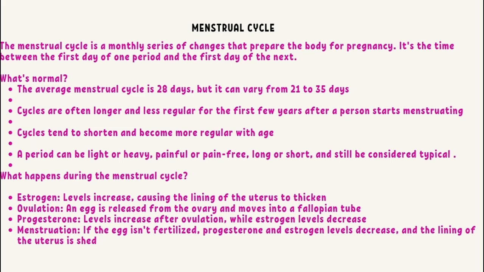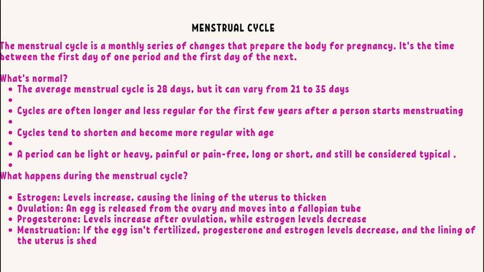So what happens during the menstrual cycle? Two very important hormones you have to talk about are estrogen and progesterone. When estrogen levels increase, they cause the lining of the uterus to thicken, right? Then ovulation occurs, when the egg is released from the ovary and moves into the fallopian tube. What the body is expecting at this point is, oh, an egg will implant and you'll get pregnant.